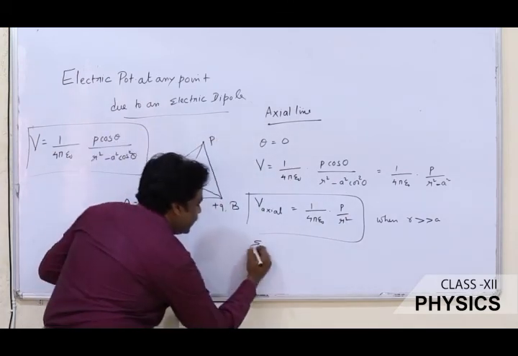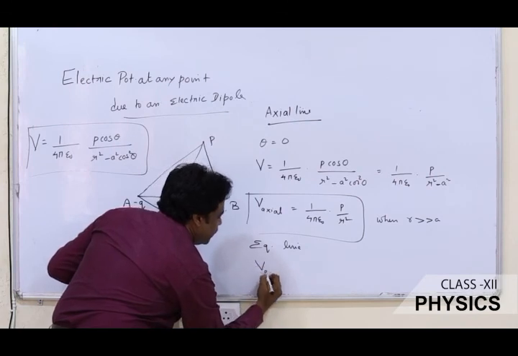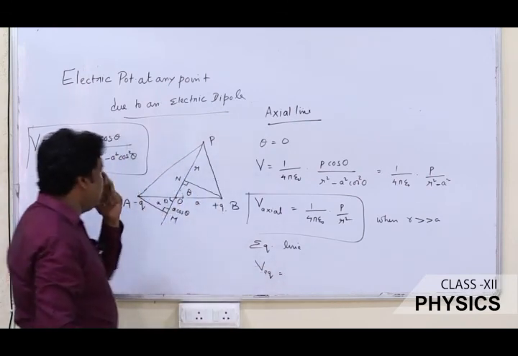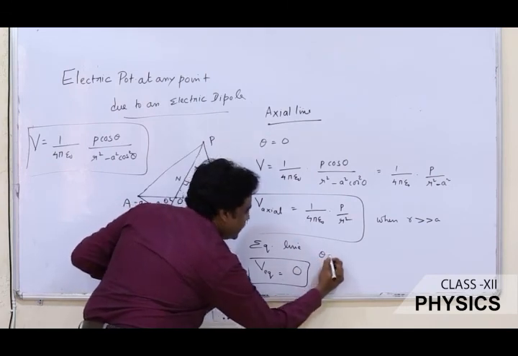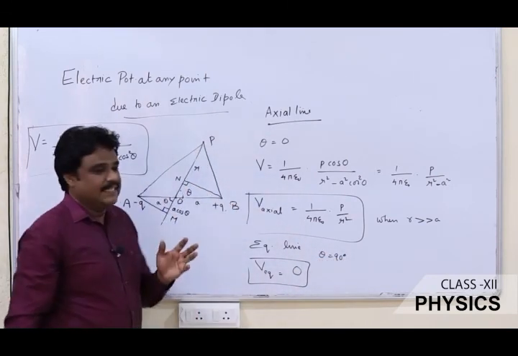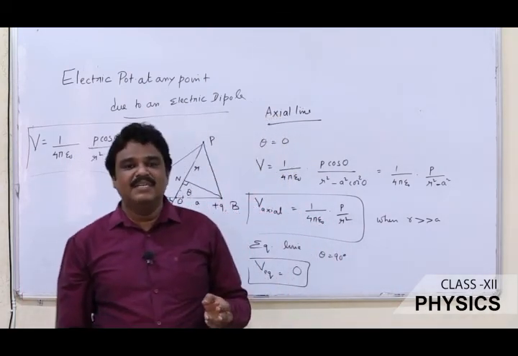Now what about the equatorial case? For V equatorial, theta will be 90. By putting 90, the equatorial value will be 0. Here theta is 90. So once again, there is an effective value of electric potential along the axial line, whereas no potential acts along the equatorial line.